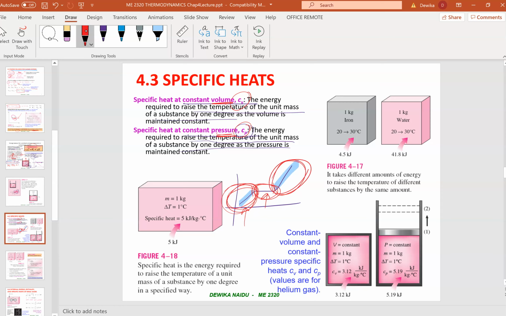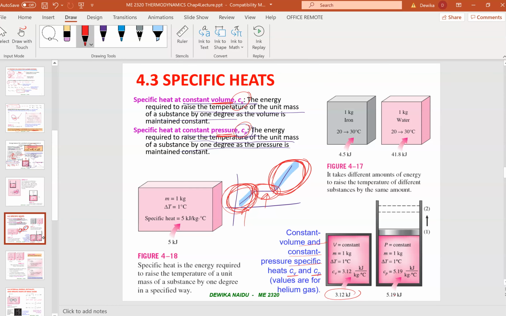You see here, constant volume and constant pressure specific heat values, Cv and Cp, for helium gas. Cv value is 3.12, Cp value is 5.19. Of course the values are different because there is a formula behind this. I'll show you the formula shortly. How come they didn't explain the formula here? This is because the formula is in the next chapter, but I will just show you. That's why you see Cp equals Cv plus R.